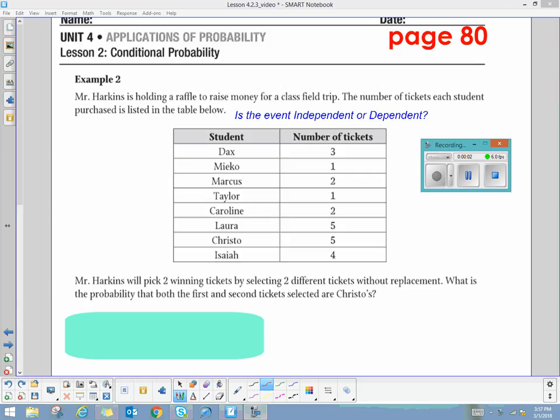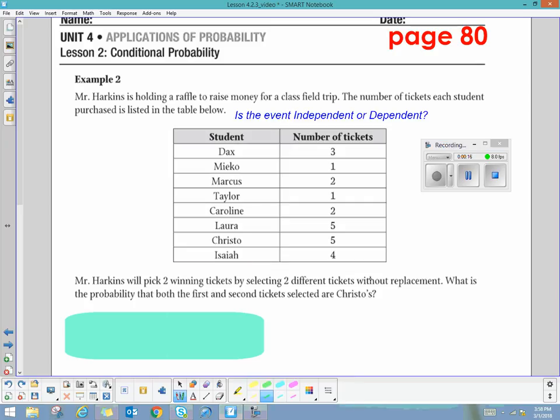Okay, so let's now start with example 2. Go ahead, take a few seconds, look at the table. So basically, Mr. Harkins wants to pick 2 tickets. As I'm reading the problem, something that really sticks out and is very important to highlight is the fact that he wants to select these tickets without replacement. The fact that this is without replacement, we should be thinking that these events are going to be dependent.